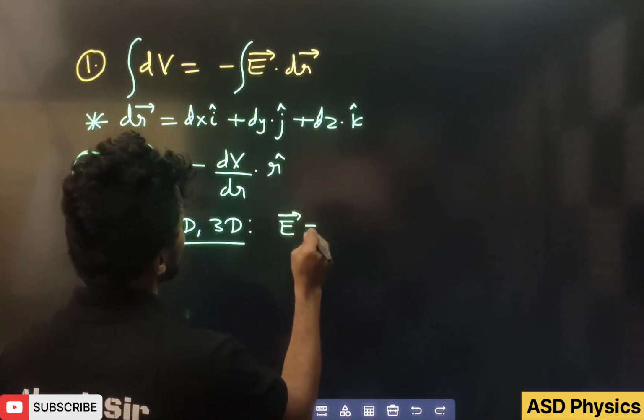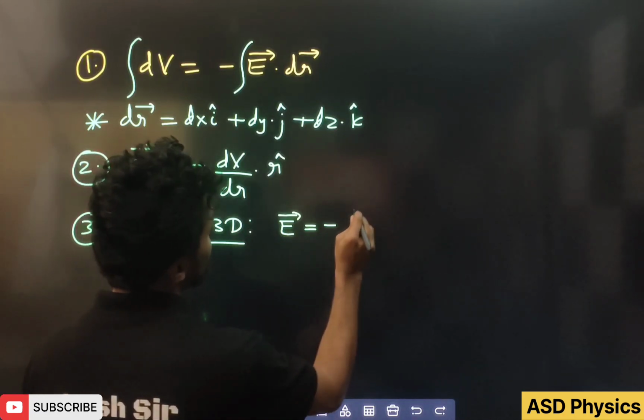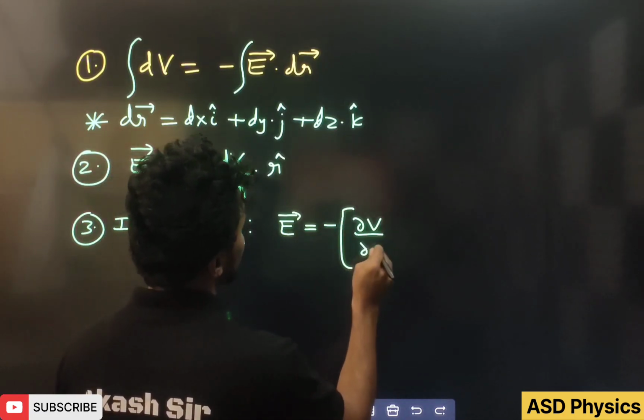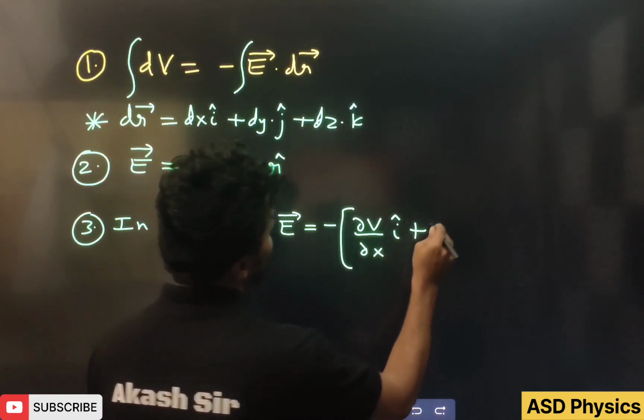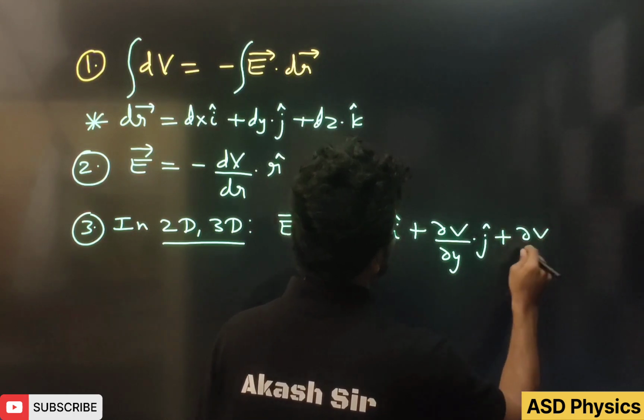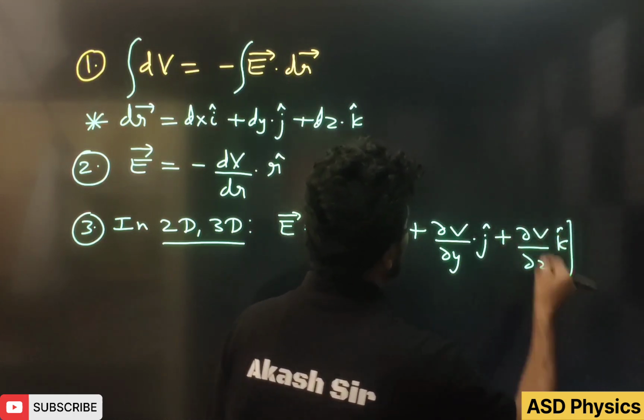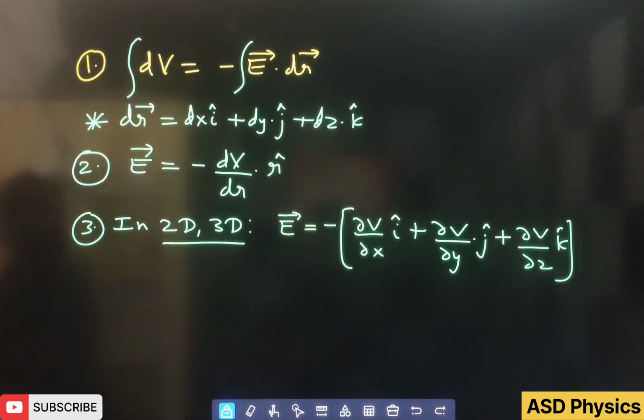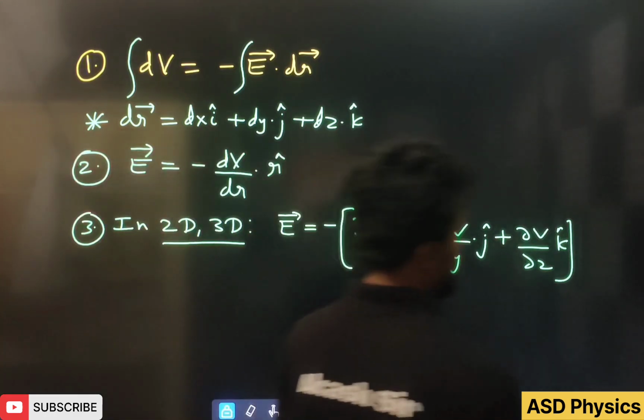In rectangular component form, this vector E will become minus del V by del x i cap plus del V by del y j cap plus del V by del z k cap. This formula we will write down here. All these formulas we should know to solve the numericals from this area.